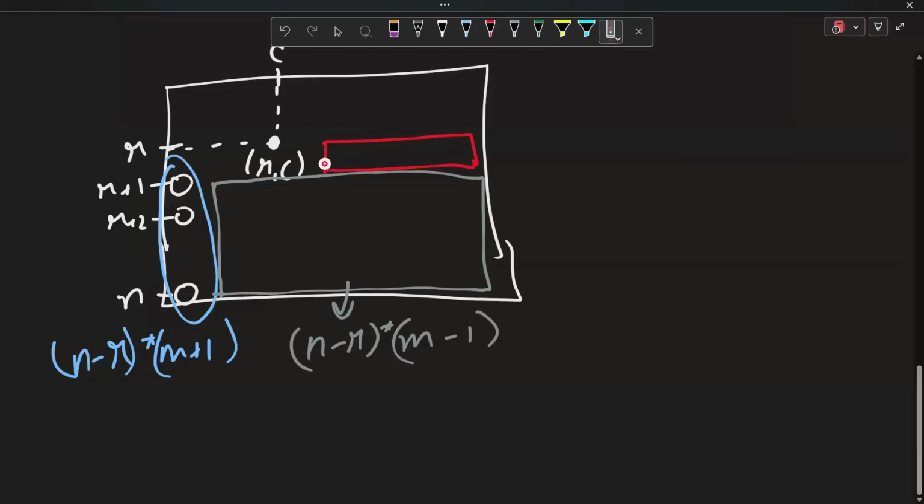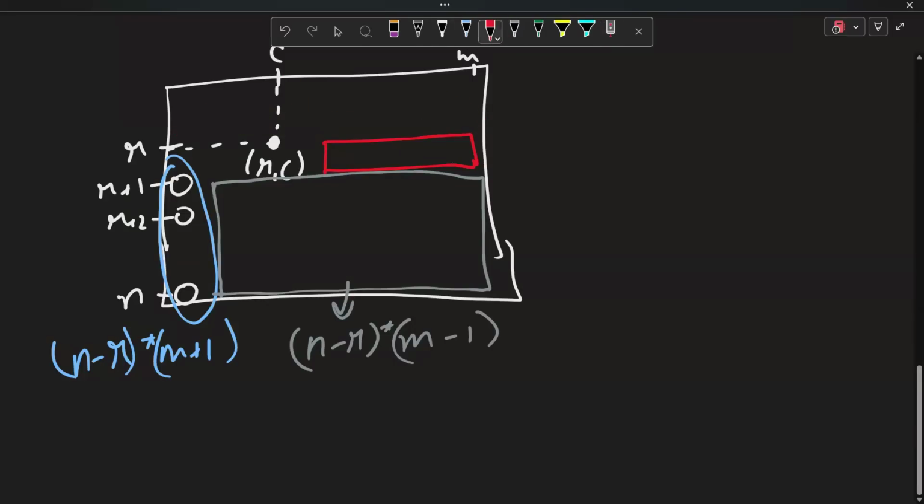All the people just to the right, or in the same row. So how many are there? This is the cth column. This is the mth column. So these would be m minus c. This length would be m minus c. I hope you understand. If you remove the c from here, m minus c would be remaining.